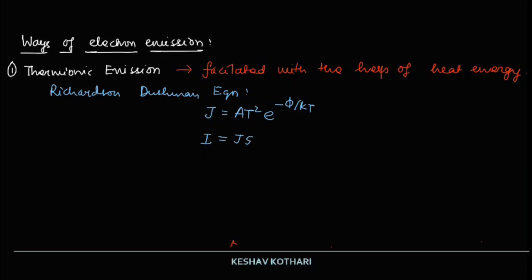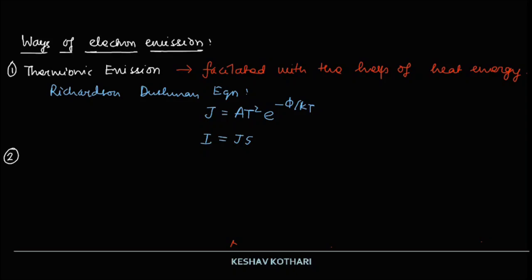So there is no need to remember this formula. It is just written for the interest purpose. Let us come to the next aspect. The next way by which the electron emission can be done or facilitated is called field emission.